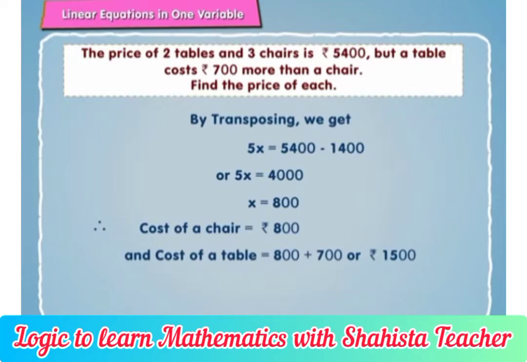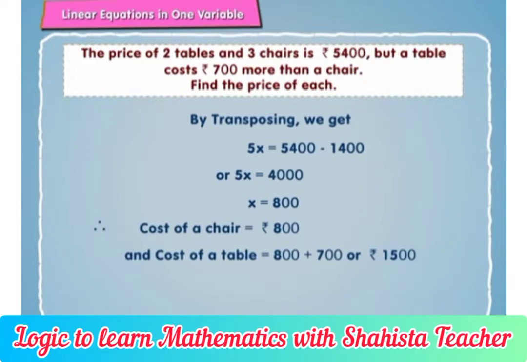Y should be a single variable because our topic name is equation in one variable. So one variable, variable means what? Alphabet. So this technique we have to use when we are solving linear equation in one variable, or we can say equation in one variable. Is that clear, my dear students?